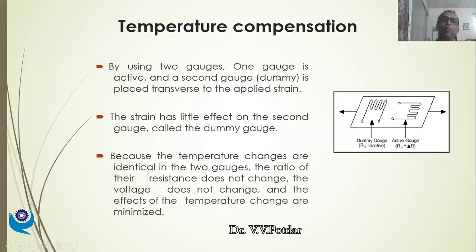So by using two gauges, one gauge is active and the second gauge is a dummy, placed transverse to the applied strain. The strain has little effect on the second gauge, called the dummy gauge. So there is not much strain on the dummy gauge. Because the temperature changes are identical in both gauges, the ratio of the resistances does not change. The voltage does not change, and the effects of temperature change are minimized. So this is what is called temperature compensation of strain gauge circuitry.